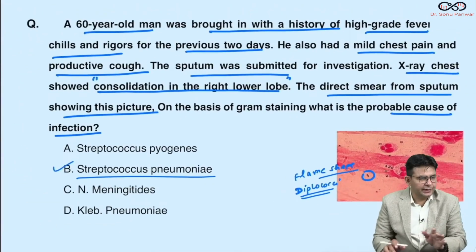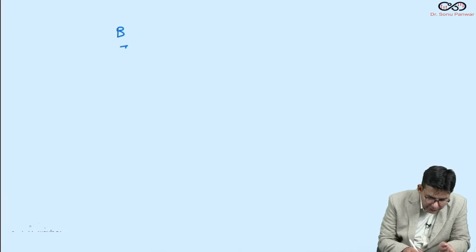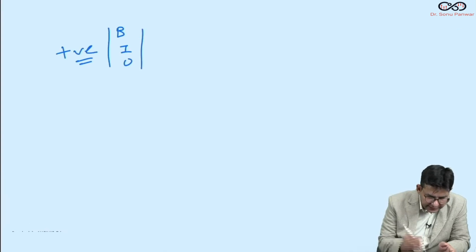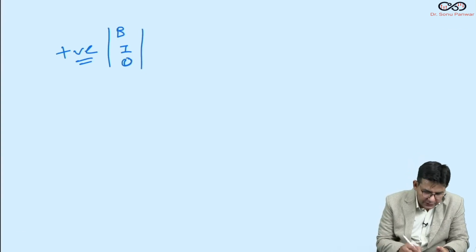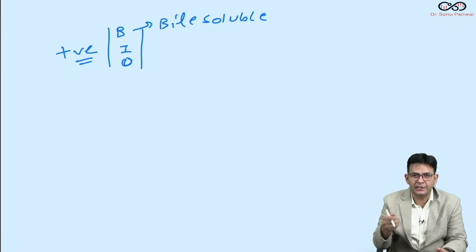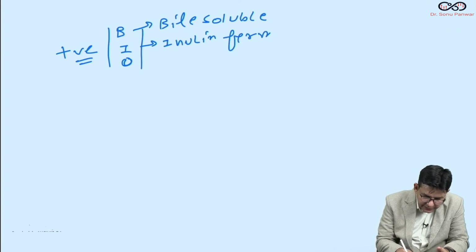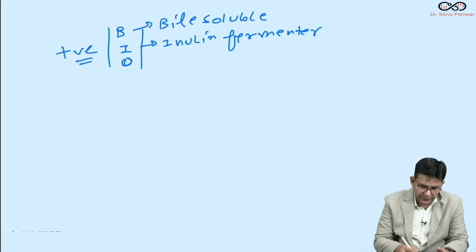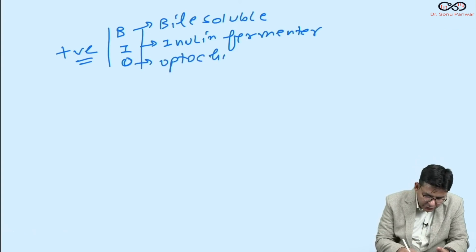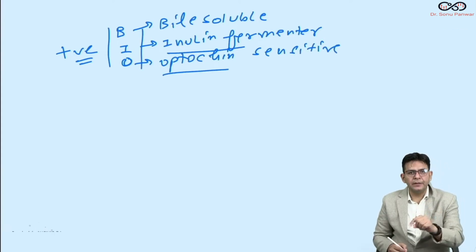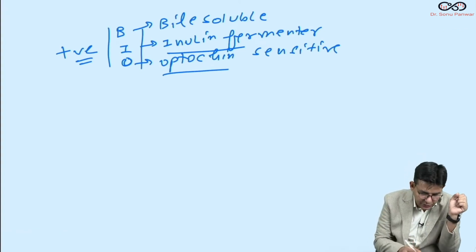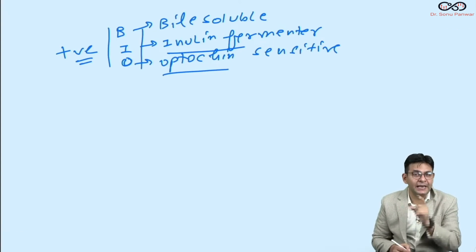Another thing you need to know here is this mnemonic, which I think can definitely be asked, and that is BIO. What is there in the BIO? Bile soluble. We are talking about pneumococcus, P for P. It is BIO positive: bile soluble, inulin fermenter, this particular polysaccharide being fermented by it, and optochin sensitive. Optochin is a drug, so it is optochin sensitive. This is what is termed BIO, and BIO is positive in pneumococcus, negative in viridans.